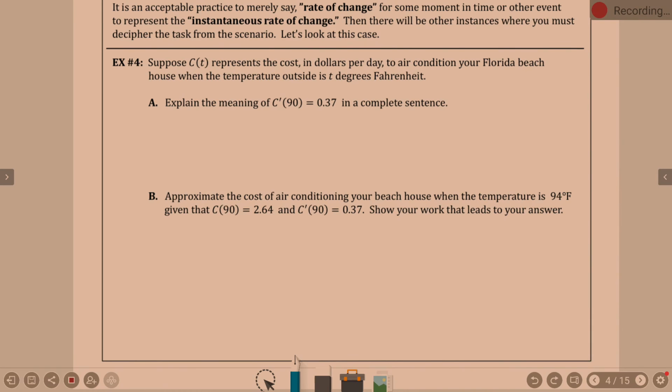Suppose C of T represents the cost in dollars per day to air condition your Florida beach house when the temperature outside is T degrees Fahrenheit. Explain the meaning of C prime of 90 equals 0.37 in a complete sentence. So let's see. C of T is the cost in dollars per day to air condition your Florida beach house. The temperature outside is T degrees Fahrenheit.